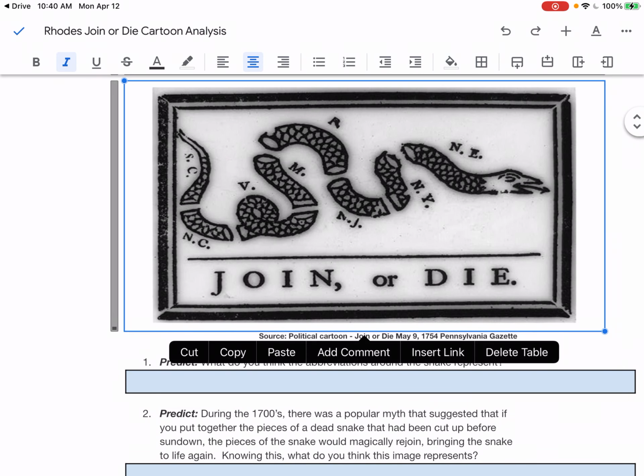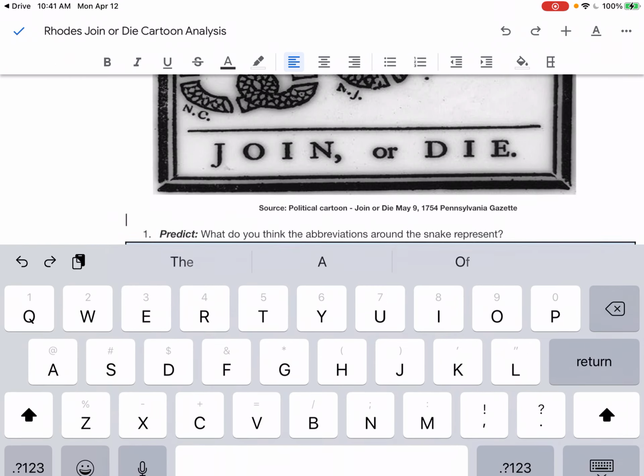As you can see, it looks like a snake, and we have parts of a snake that look like they're cut up. We have a head that says NE, so New England area. We have NY, I'm going to guess that's New York. In the middle we have New Jersey, NJ. We have R, probably Rhode Island, M for Maryland. We have a section V for Virginia. And then we have the tail, which is South Carolina and North Carolina. All right, it says join or die.